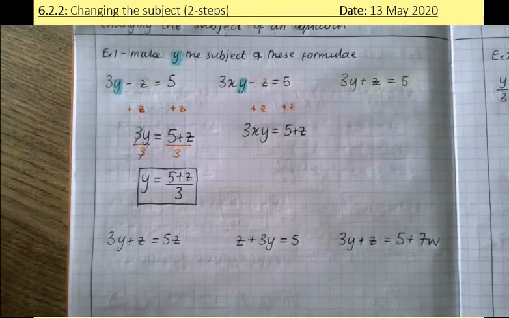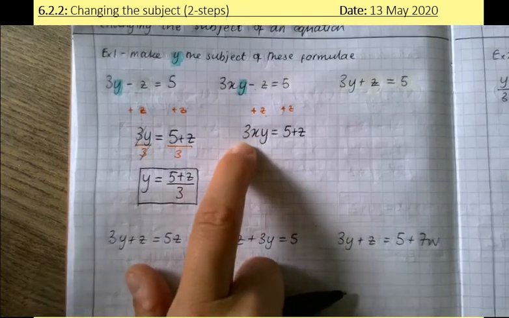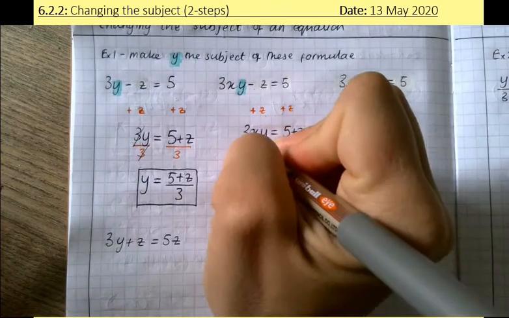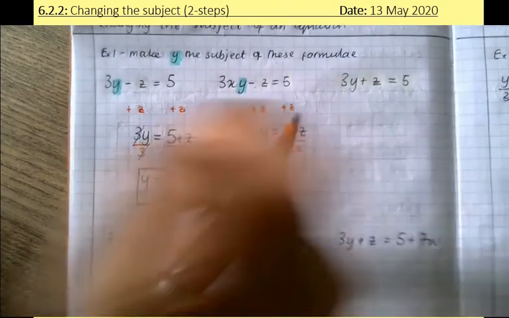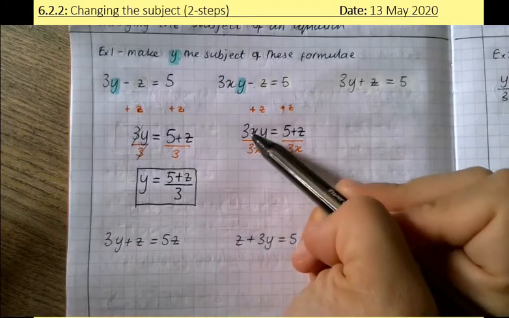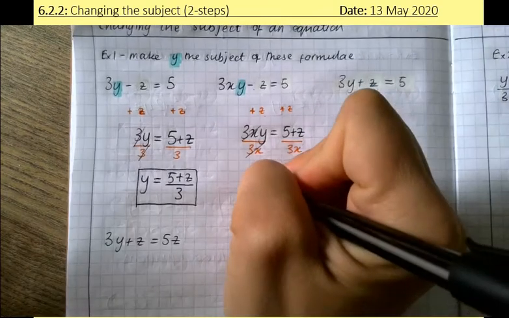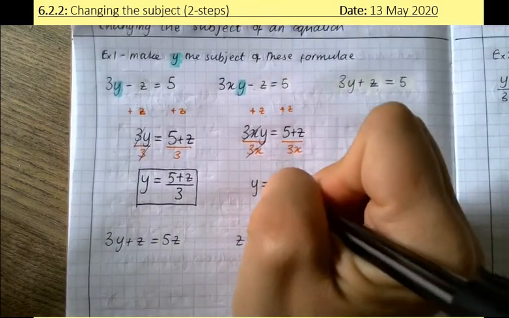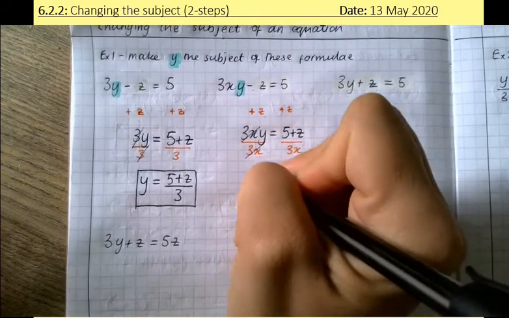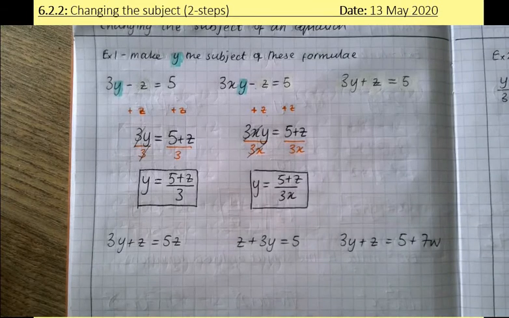And then similar to before, I want to get the y by itself, and at the moment it's being multiplied by 3x. So to undo that, I'm going to divide by 3x on both sides. And that means the divide by 3x and the multiply by 3x cancel, and I will get y equals 5 add z all over 3x. And I've made y the subject, which means I'm finished. The next example.